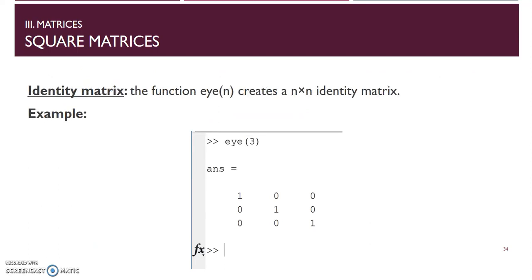A very common matrix in linear algebra is called the identity matrix, which is a special type of diagonal matrix with the main diagonal being the vector of ones. The example shows a 3 by 3 identity matrix.